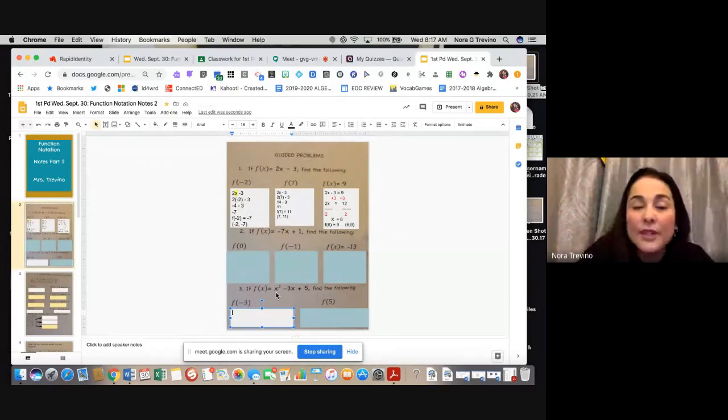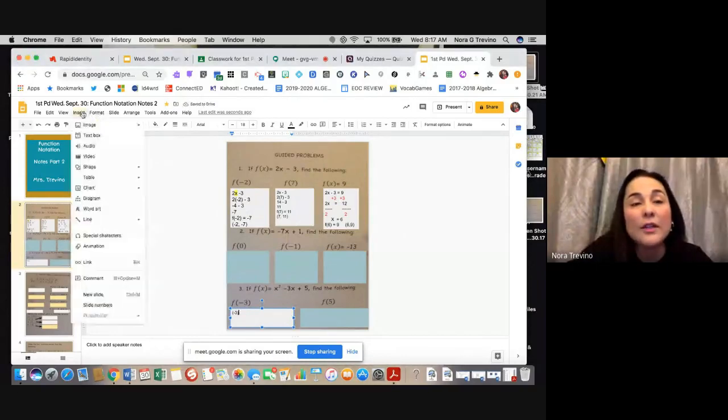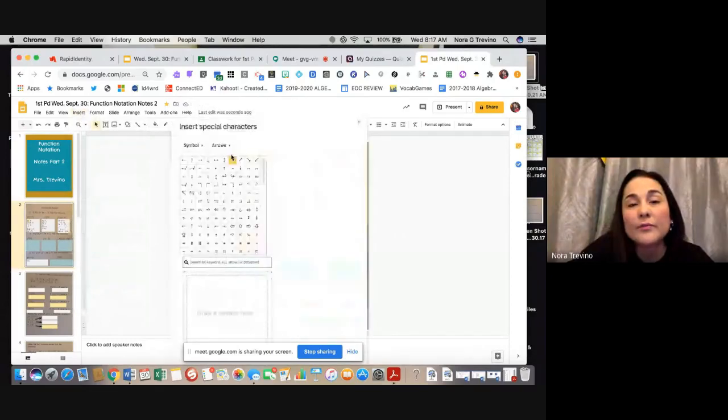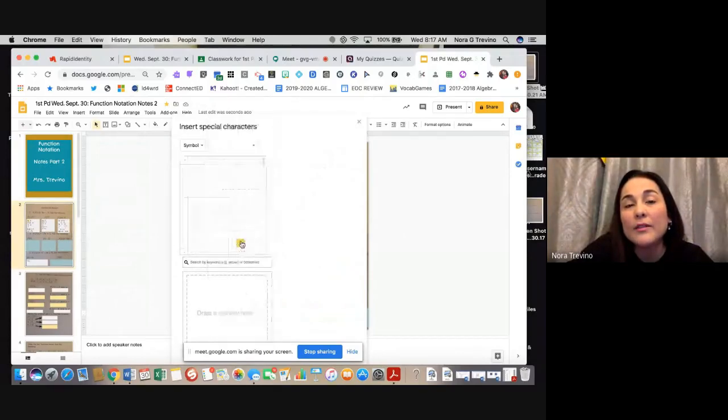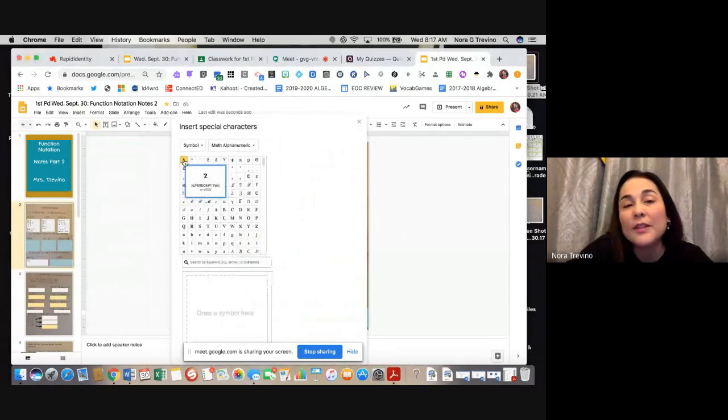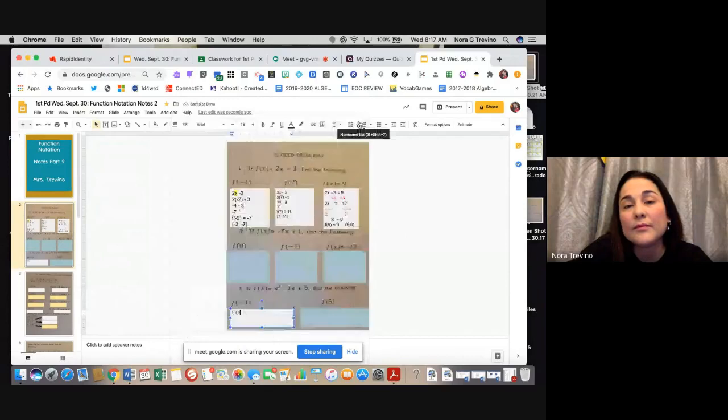So it's going to be -3, and you see the little squared? We have to put the little squared. So I'm going to have to go to Insert, Special Characters, and then Alphanumeric, Math Alphanumeric, and the 2 should be there at the very top. You see that? And then -3 in parentheses, and here's another x, so I have to put the -3 in there also, and then the +5.